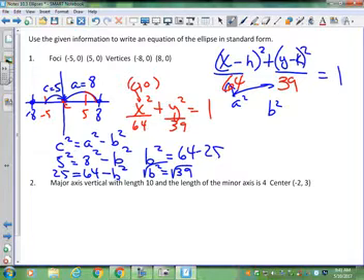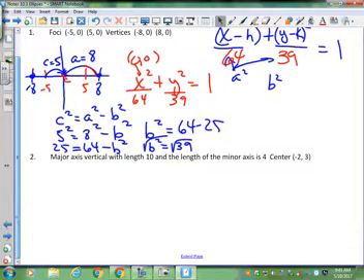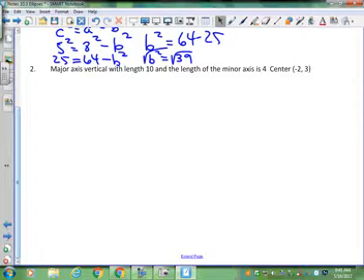All right, let's look at number 2. Number 2 uses some different terminology from what we used when we were labeling things. It says the major axis is vertical with length 10 and the minor axis length is 4. The center is at -2, 3.